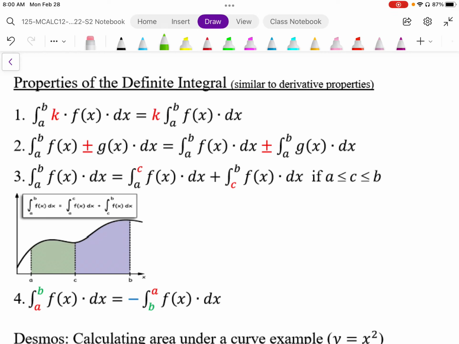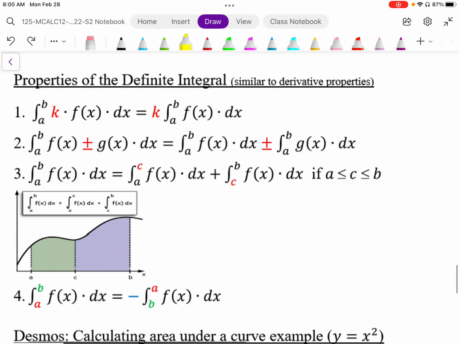The properties of the definite integral are fairly similar to the derivative properties. If we have a constant, the constant didn't affect differentiation. That constant k here doesn't affect integration, so we can just put it on the outside. If we have different function parts, f and g added together, before we could differentiate them independently. Here it's the same thing: we can integrate them independently of each other.